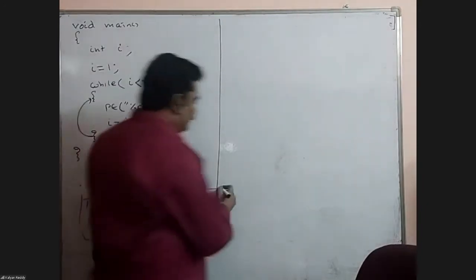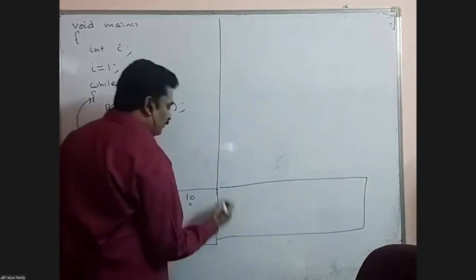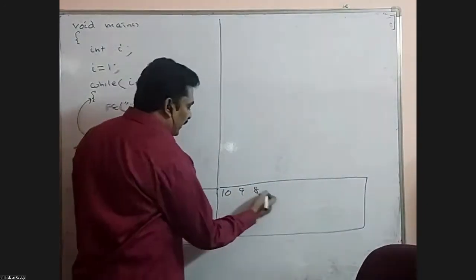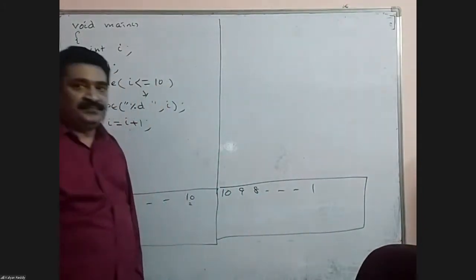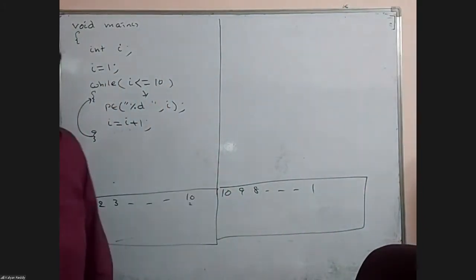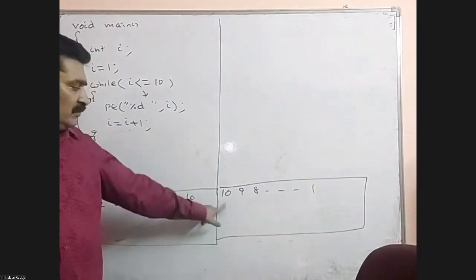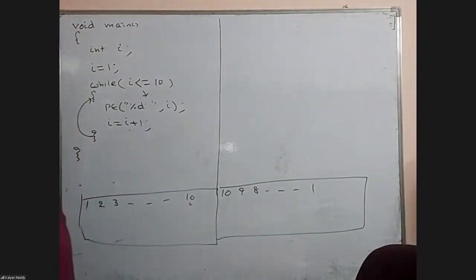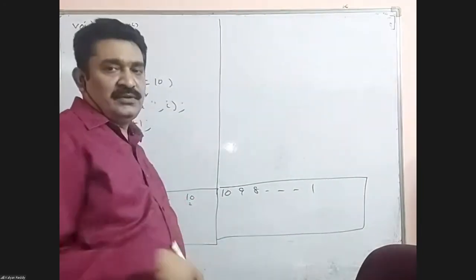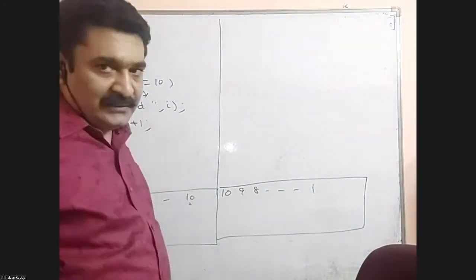Now I need the output in reverse. Reverse means 10, 9, 8, like this. The last one needs to be 1. Here also, obviously, go for the loop. The loop needs to repeat 10 times. Go for a variable. The variable's required starting value needs to be 10. Inside the loop, print that variable. After that, decrement by 1.